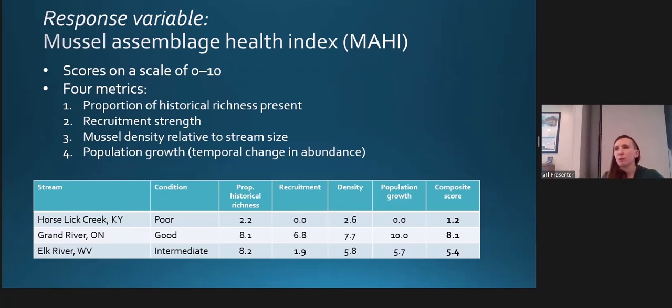And this is really handy because we get away from categorical estimates of mussel condition to quantitative estimates of condition. And so you can see lower MAHI scores are associated with poor condition, while higher scores are associated with good condition. We're hoping to submit this as a manuscript soon and have developed an online app so that everyone can easily input the data and get a MAHI score for your sites, and you can track how your mussel assemblage health changes over time.